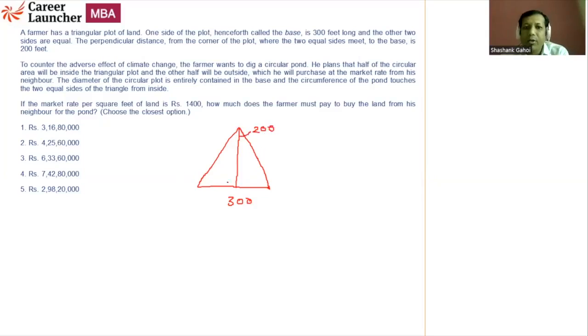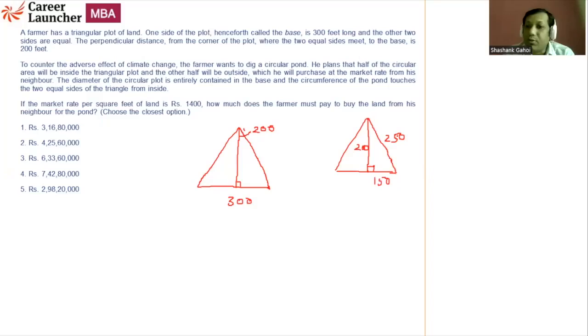Now the question is not that difficult because I can calculate this length as well. If we are talking about an isosceles triangle, if you join the midpoint of the base to the vertex, it bisects. So this length comes out to be 150. This comes out to be 200. With the help of Pythagoras theorem, we can say this is going to be 250. So I already know the sides till now.